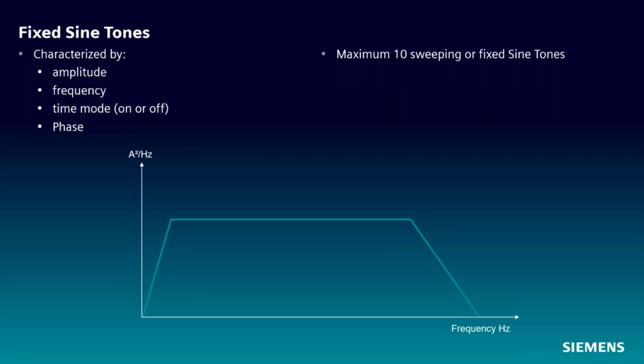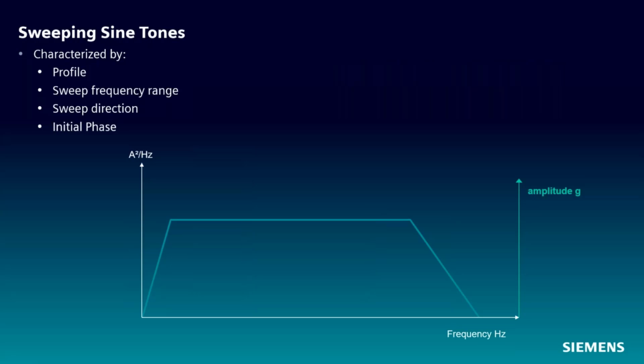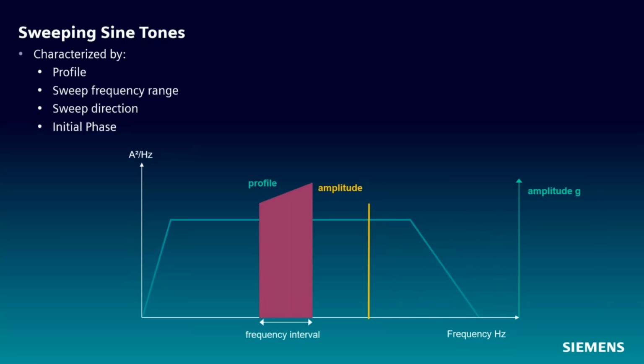One option is fixed sine tones that have an amplitude and a frequency, and they can cycle on or off. You define an initial phase, but the sine tones don't move. The next layer of complexity is sweeping sine tones, where you have a profile and a range and a sweep direction and an initial phase, and then you can define how this sweeps. It can sweep back and forth through this frequency interval that you define. And you can have multiple sweeping sine tones as well, up to 10 in the TestLab software.